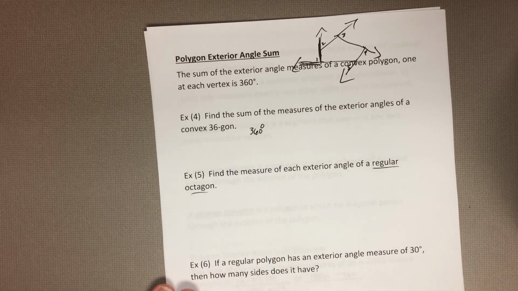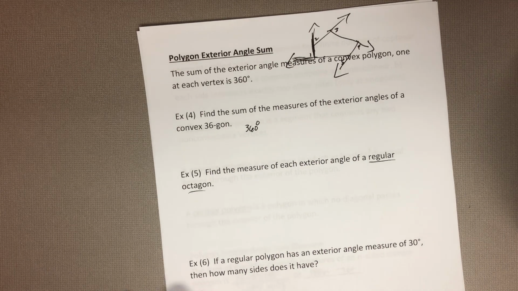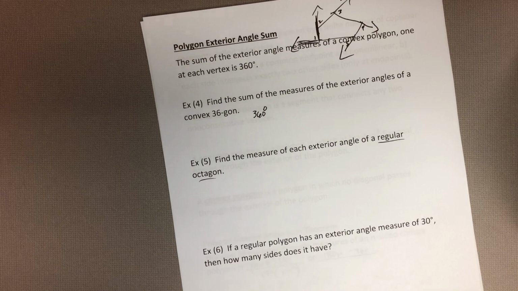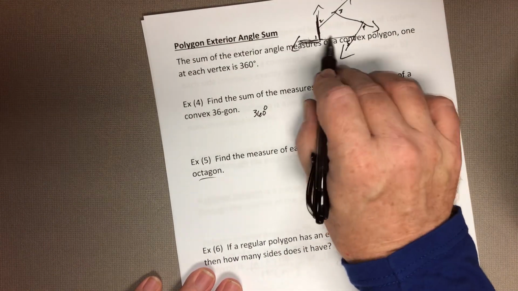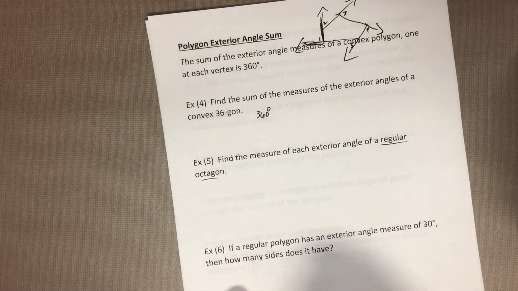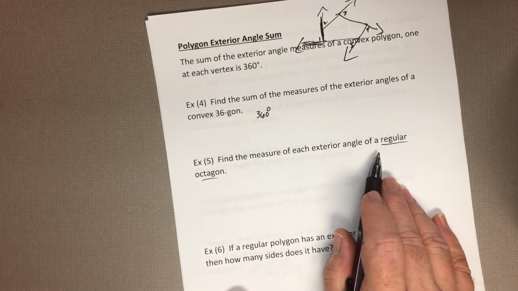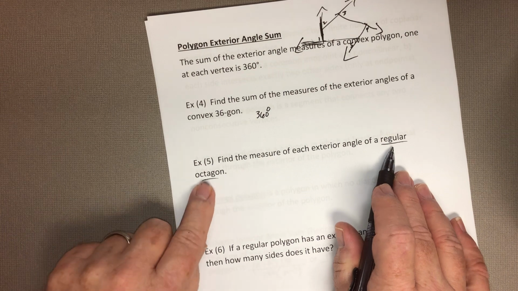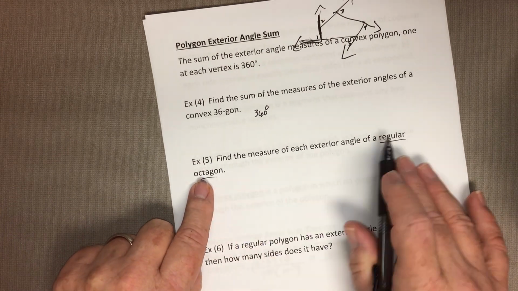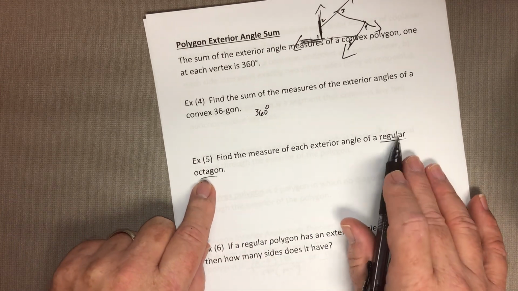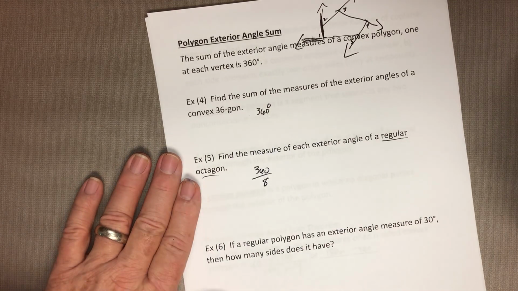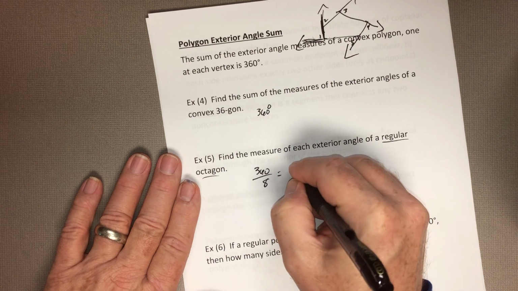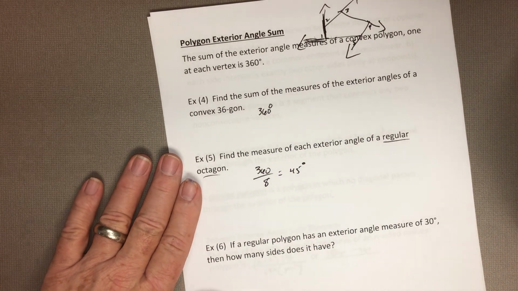There's a couple ways you could do this. You could find the interior angle and then subtract it, because the interior and exterior will always be supplementary. Or we know the exteriors are congruent because the interiors are all congruent to each other. So we could just take 360 and divide that by 8. If we do, we'll get 45 degrees. That's the easy way to do that.